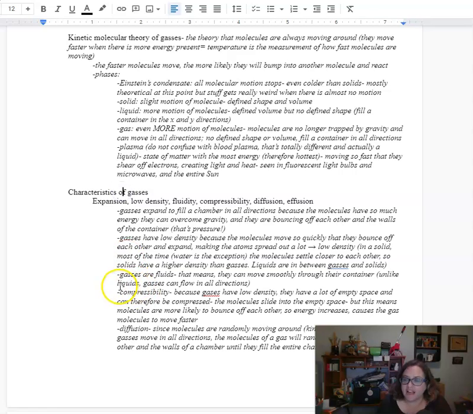Okay, but back to gases. So gases have these very certain characteristics, which makes sense if you think about them.